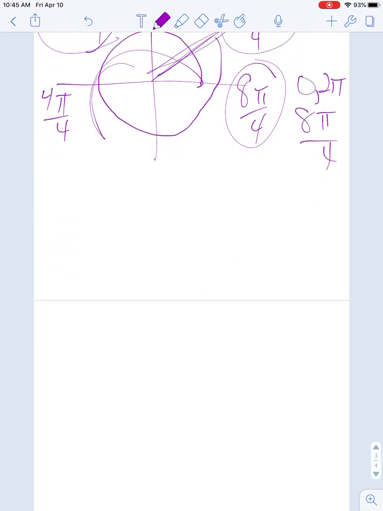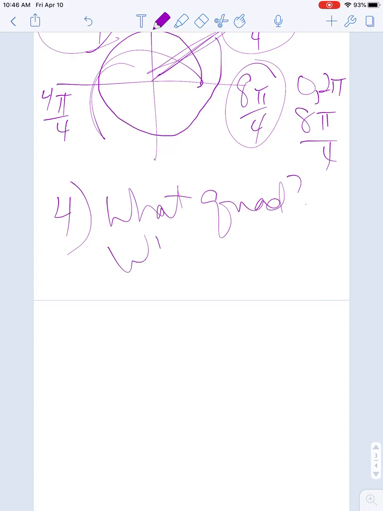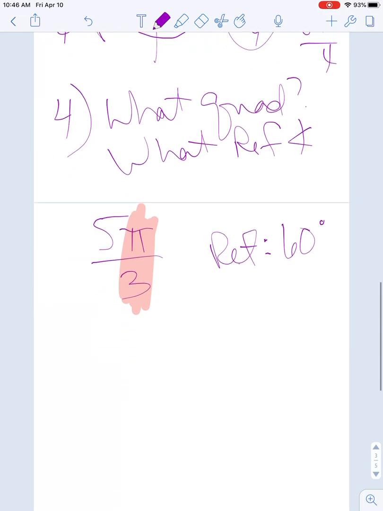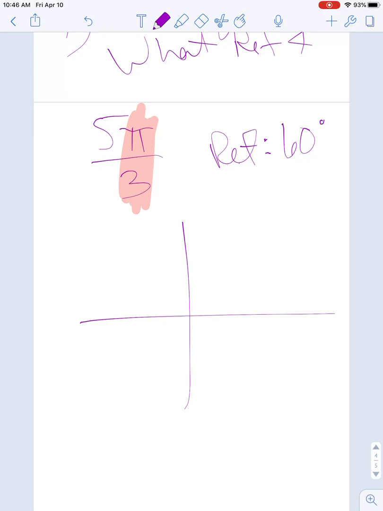Okay, I'm going to do another quick one. Let's do just number 4. This will be the last one we do. We're not going to convert. We're going to find out what quadrant and what is the reference angle. Okay, so I'm going to do 5 pi over 3. Immediately tell me what the reference angle is. Reference angle, pi over 3, I'm thinking 60. That's the only degrees I want you to think about. Do not convert these.